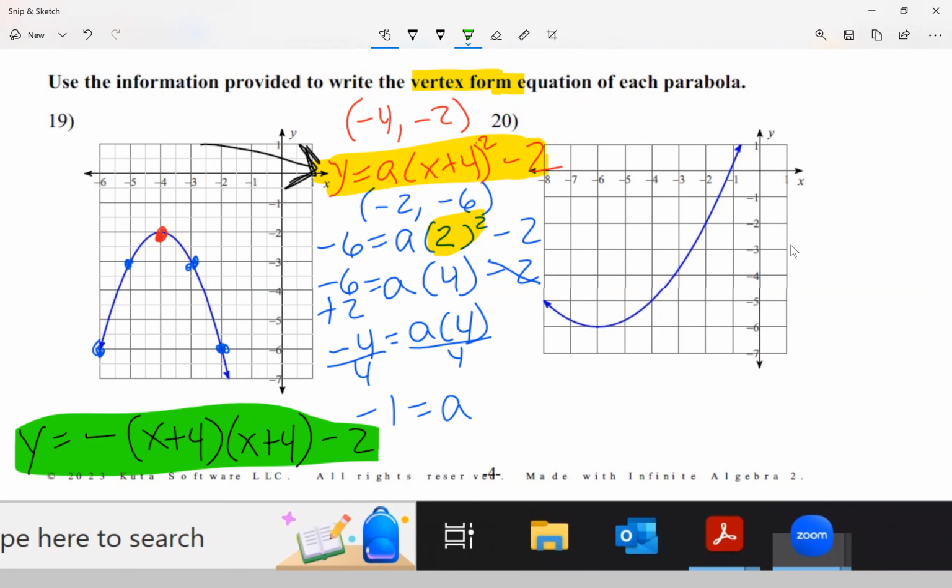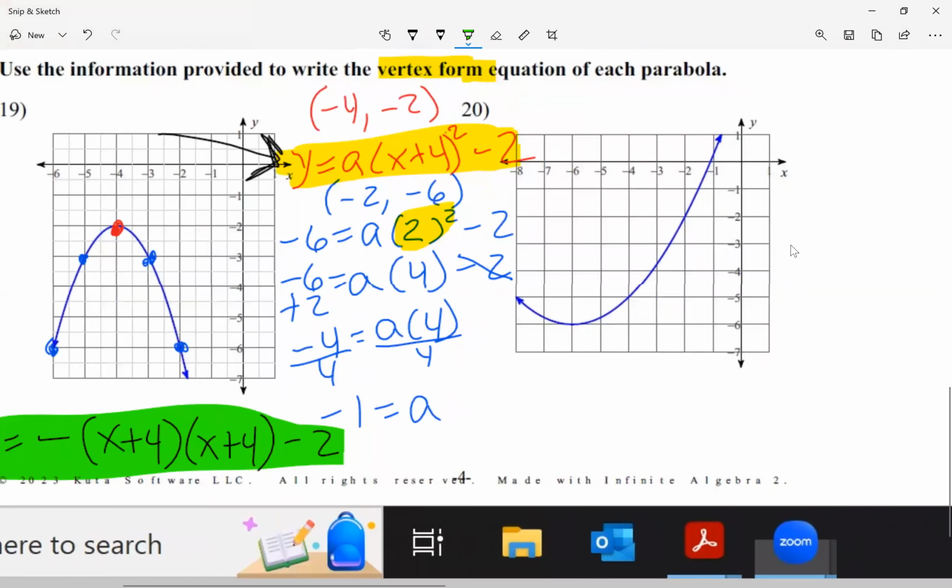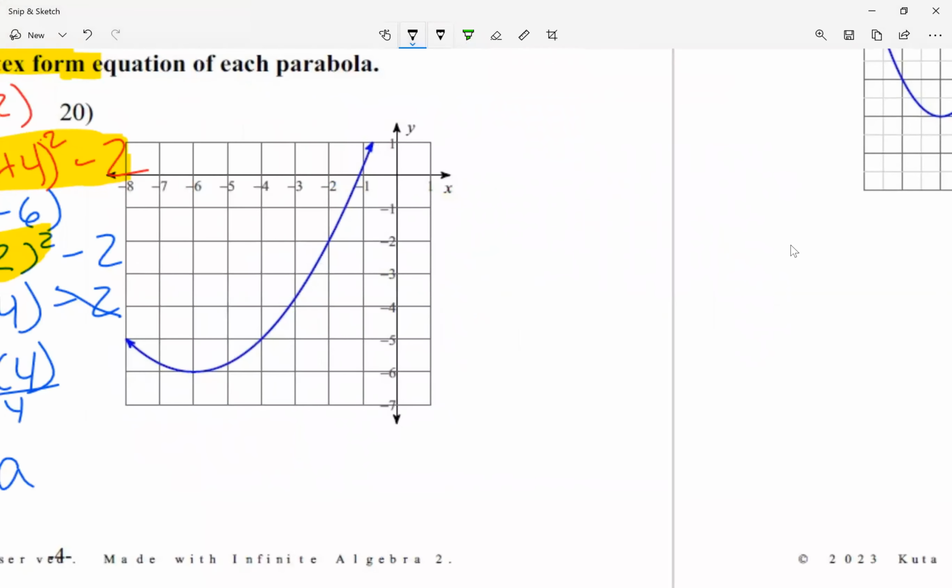All right, let's take a look at another example. Let's take a look at number 20. I need to know the vertex. The vertex in this case is the point -6, -6. So I know part of my answer. I know most of it actually. Most of my answer will be y equals a, the aperture. The aperture in this case I expect it to be a positive number because my graph is open up.